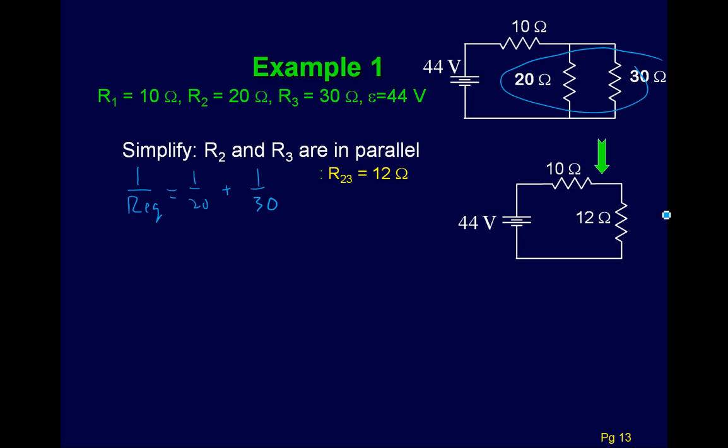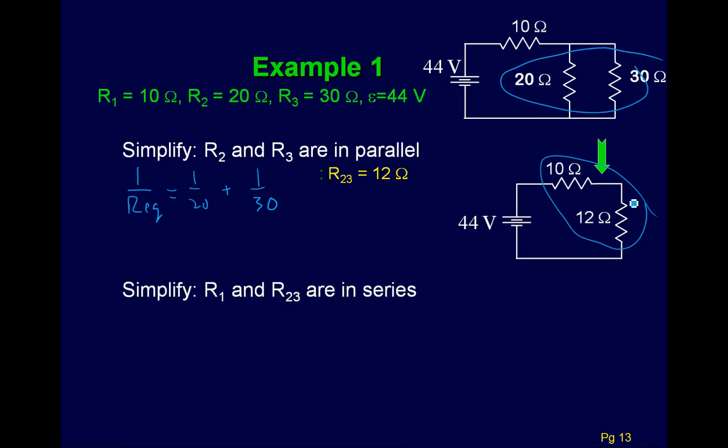Now these two guys are just in series, and so series is the easier case. You just add them up. And so the R equivalent here will just be 10 ohms plus 12 ohms, or 22 ohms.